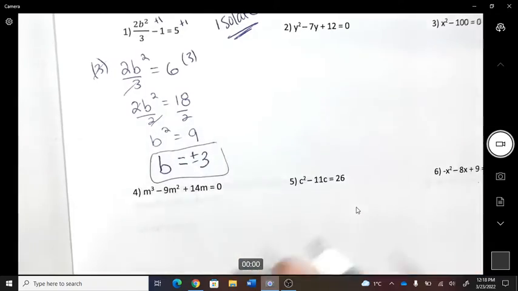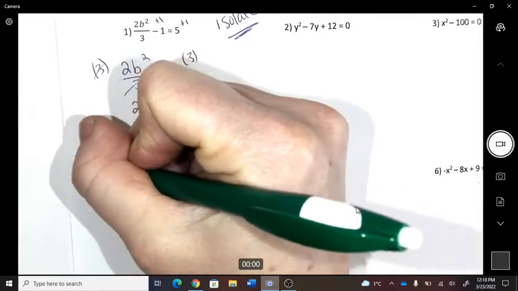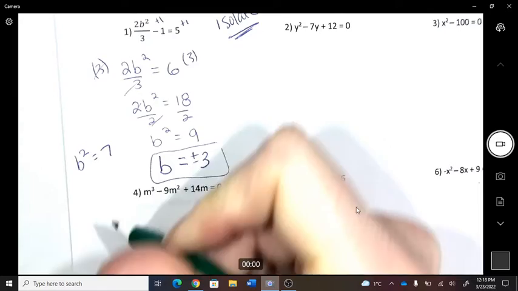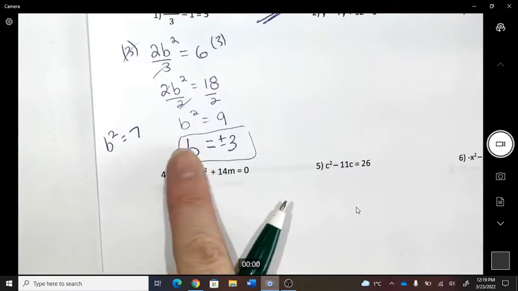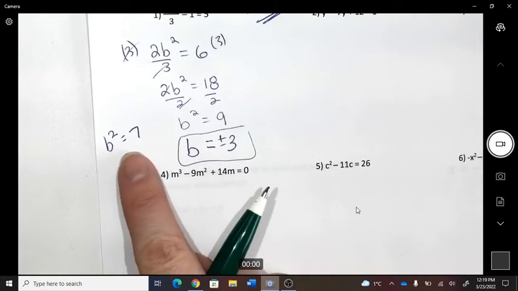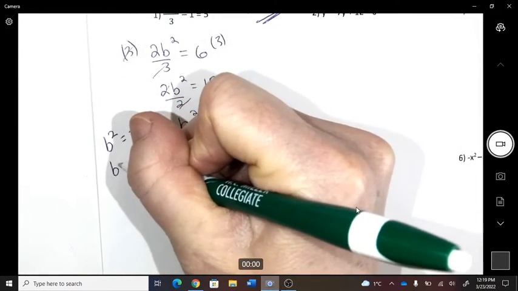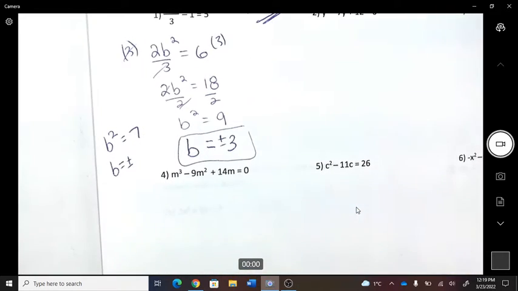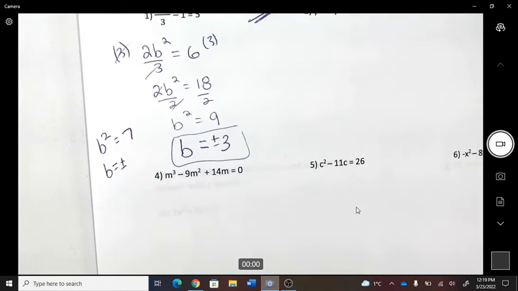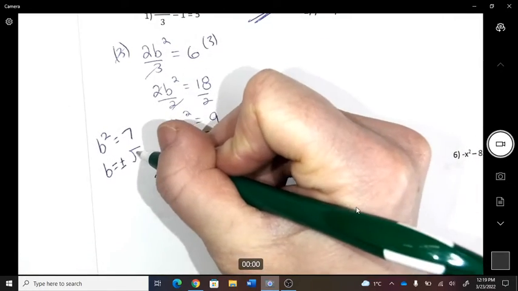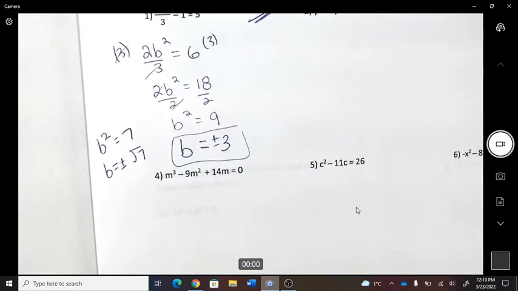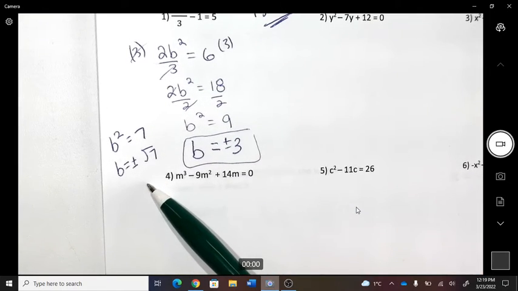Okay, if I ever had a question where you ended up with something like this, instead of this 9, what if I ended up with something like that? How would you answer a question? So if I had b equals plus or minus, what would you do? Can 7 square root nicely? So you just leave it. Yeah. Okay, 9 was a nice square root, but if 7 is not, just leave it.